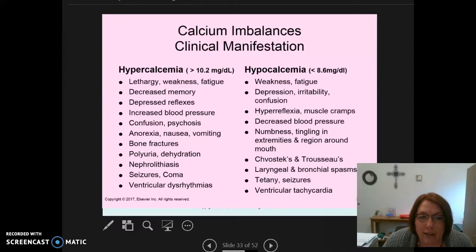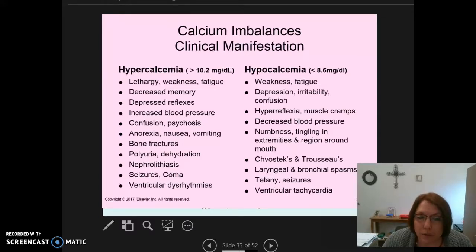So with hypercalcemia, we'll have decreased memory, depressed reflexes, meaning your deep tendon reflexes. Some of you will have increased blood pressure, confusion, maybe some psychosis. And you may think, man, what's going on with this patient? Anorexia, meaning doesn't feel like eating, poor appetite, nausea and vomiting. Because of having hypercalcemia, this is meaning that the calcium is not in the bones where it should be. Okay, so therefore your bones are nice and brittle.